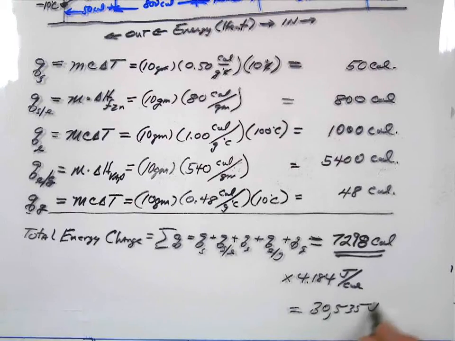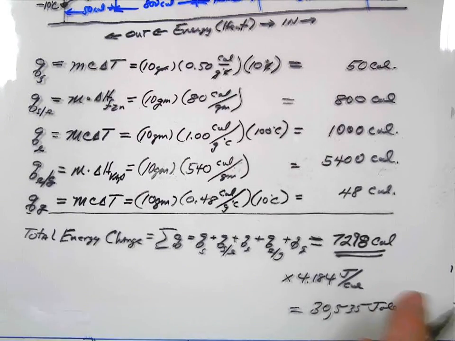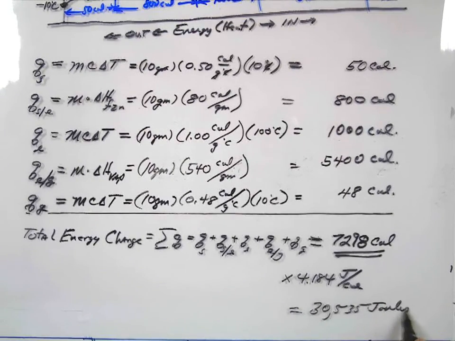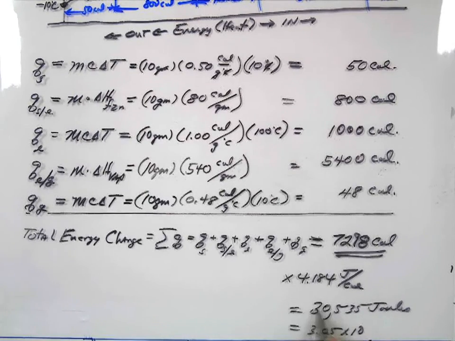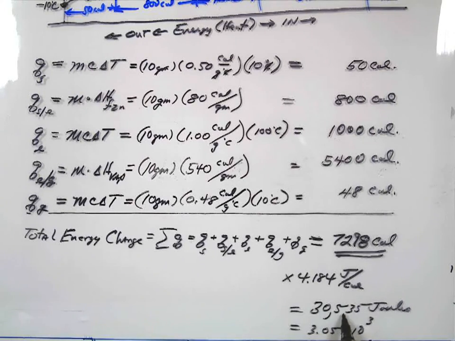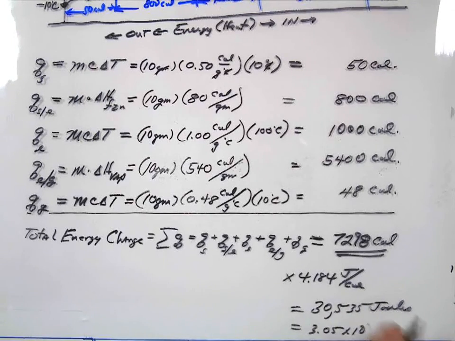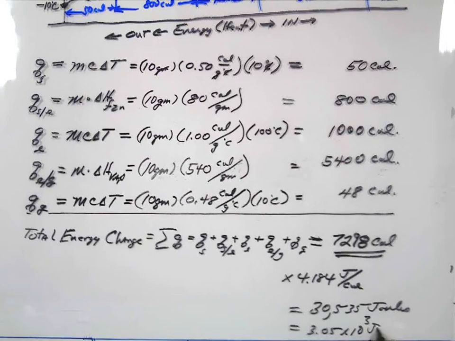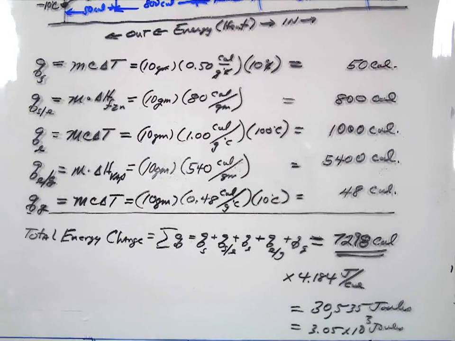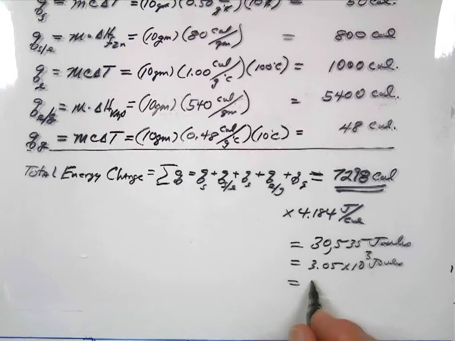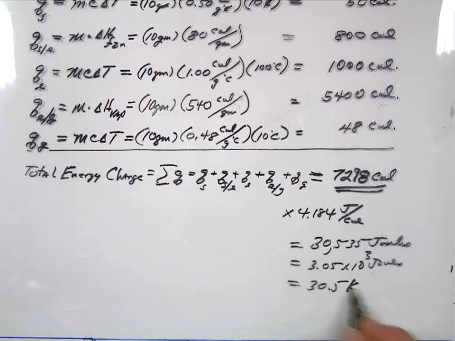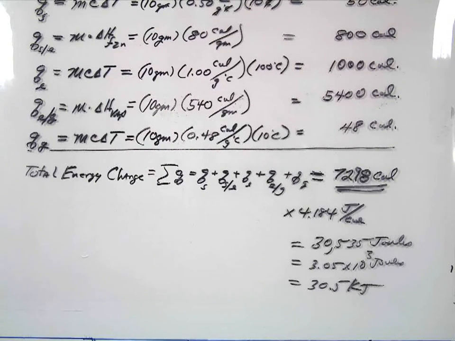That's 305.35 joules, which is 3.05 times 10 to the third, well, third joules, and you can divide by 1,000, and that's 30.5 kilojoules. It's a matter of how you wish to, or whatever the problem's asking you for, or whatever the case may be. Okay?